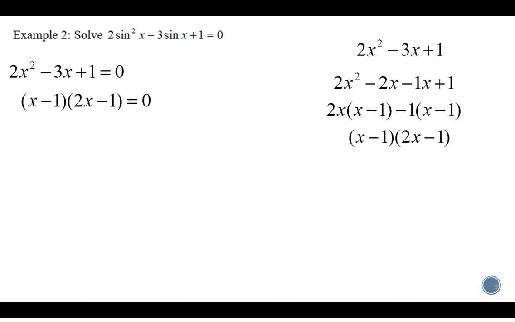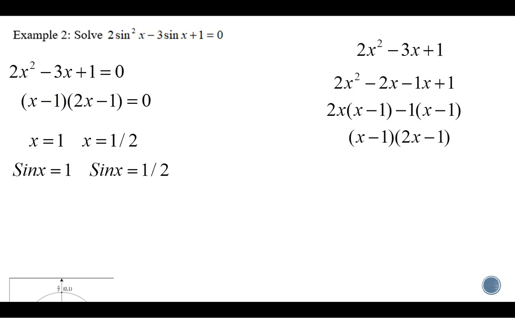Now that you have your factors, you set them each equal to 0 and solve. So now you have 2 solutions, x equals positive 1 and positive 1/2. Now we pop the trig back in. The first one's easy. Sine of x is 1 at 90 degrees. Remember, the sine is the y value, so where is the y value positive 1? At 90 degrees. And yes, you can do sine to the -1 on your calculator, but that's boring. It'll pop out 90.